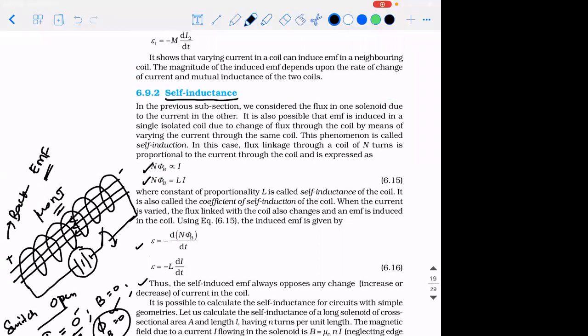So there are three words that we are going to see. One is induction, one is inductor, and the second is inductance. What do we mean by induction?